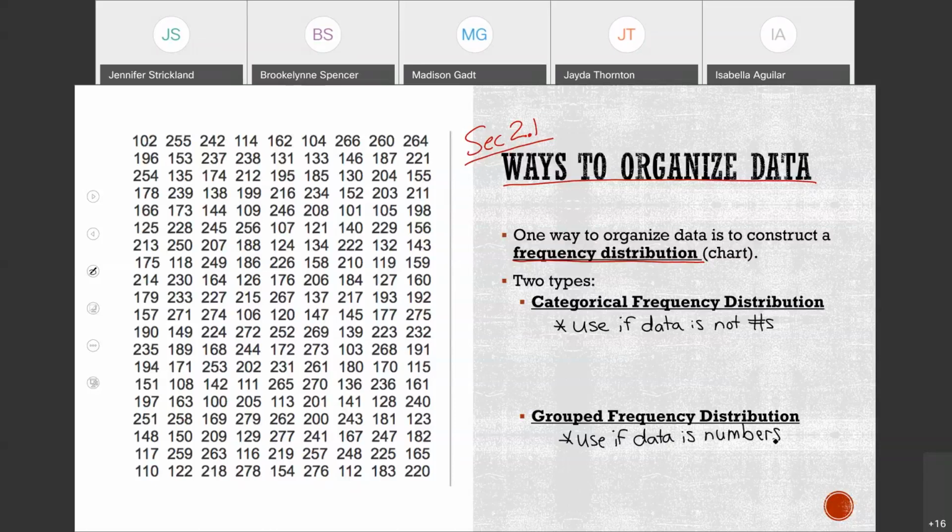The second thing you need to know is if we're going to make a chart out of this, we're going to have column headings. That's the other thing I want you to write down. For categorical, you're going to do a column for class. That's going to be the heading. We're going to do a column for frequency, and then another one for percent. So it's going to get 3 columns. Headings are going to be class, frequency, and percent.